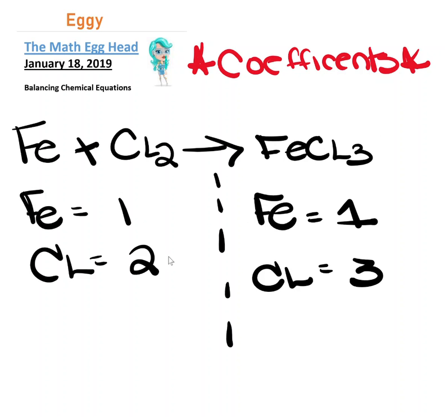Okay, guys. So how would we possibly get from 2 to 3? Now, we see that the iron matches, right? We have one here and we have one here. So this matches. But what about chlorine? How could we get 2 to 3? Now, that's how you should be looking at it.